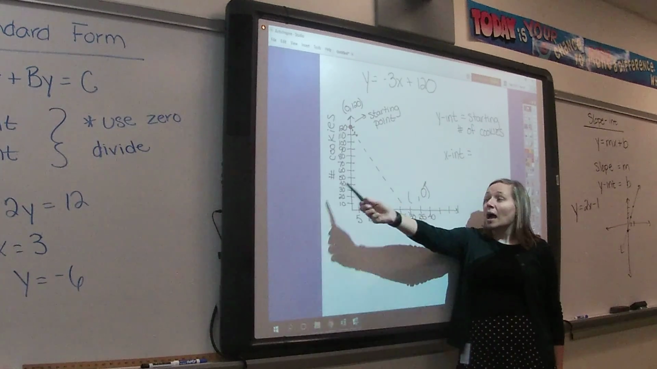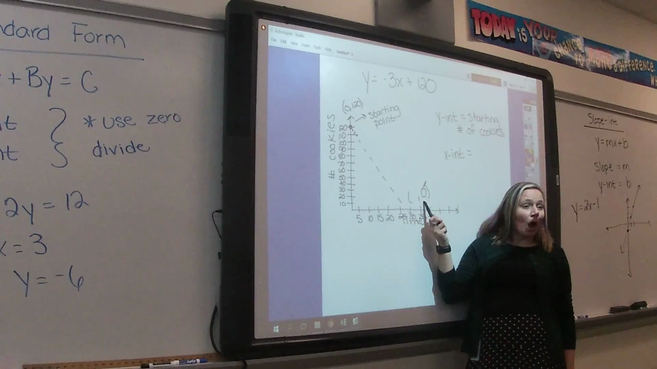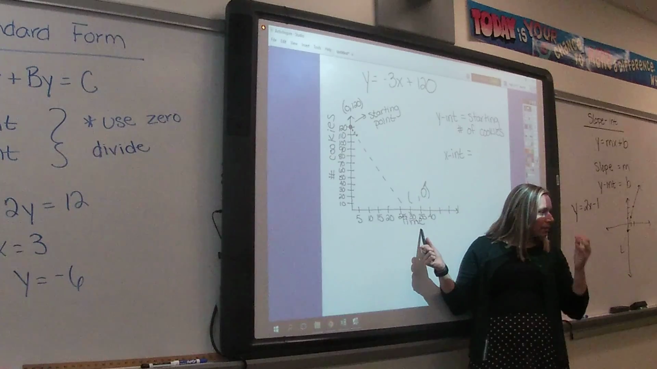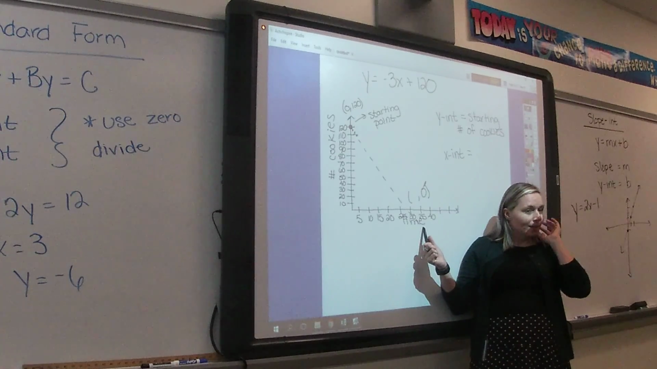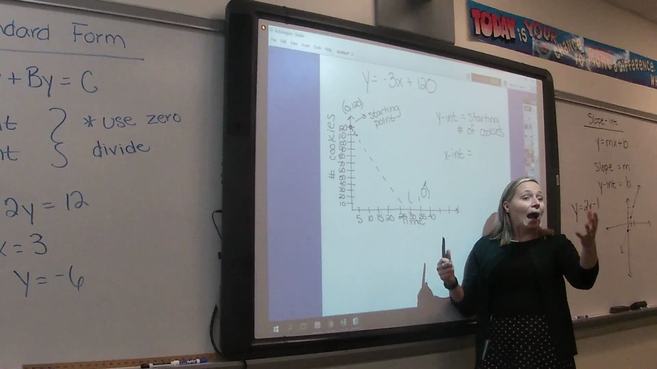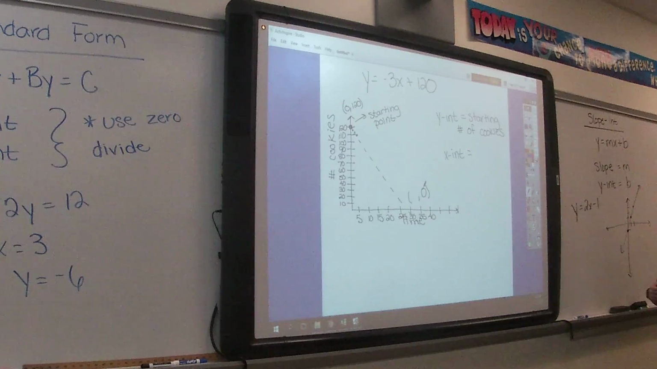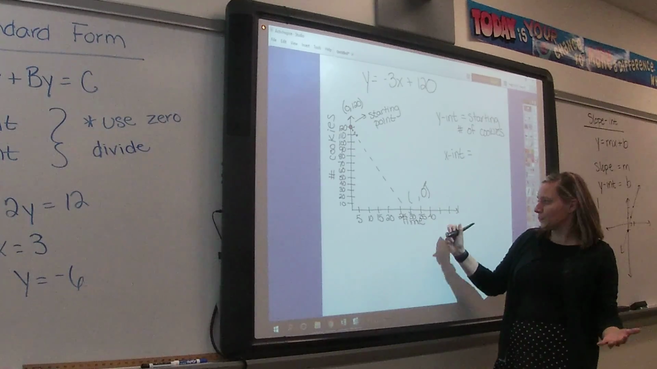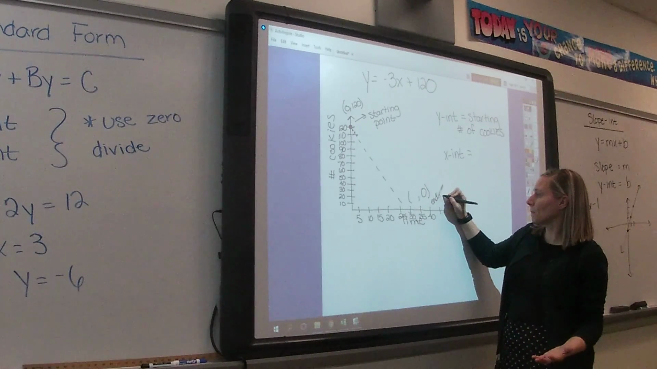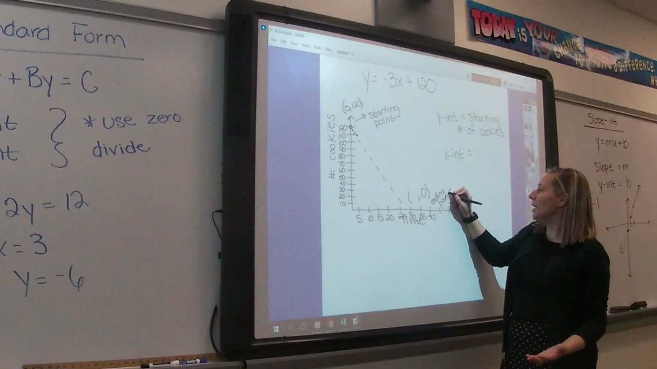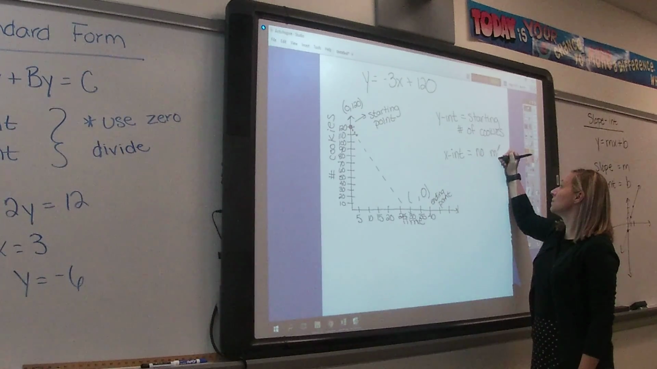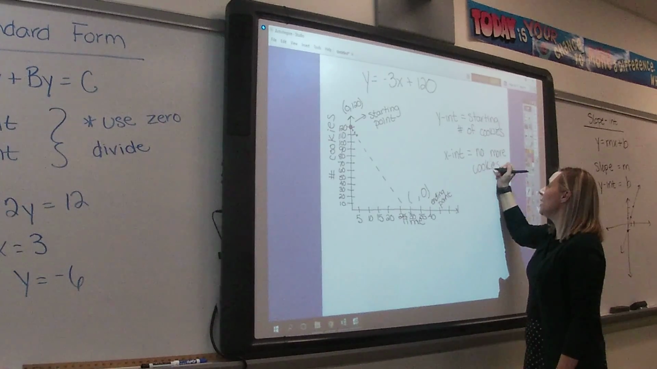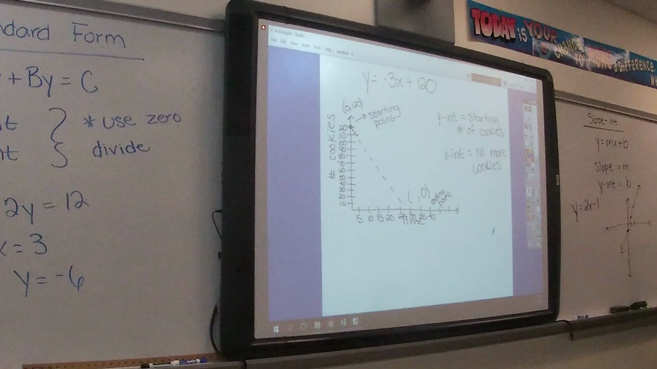Number of cookies. How many cookies will we have when y is 0? 0. So what does our x-intercept tell us? How much time until we have no cookies left? So this is sort of like our ending point. This is when there are no more cookies. Abby sold out. Abby needs to bake more if she wants to have her business open again.